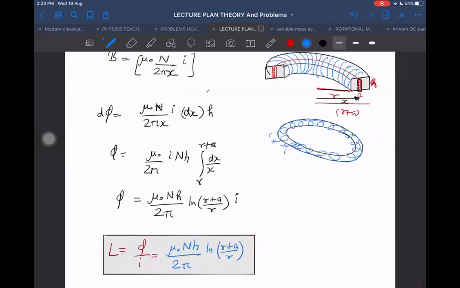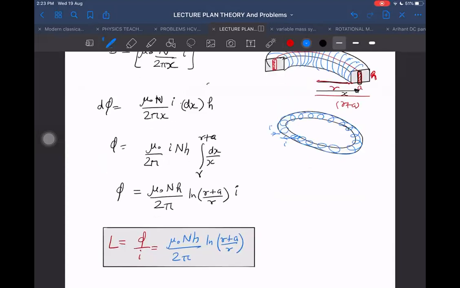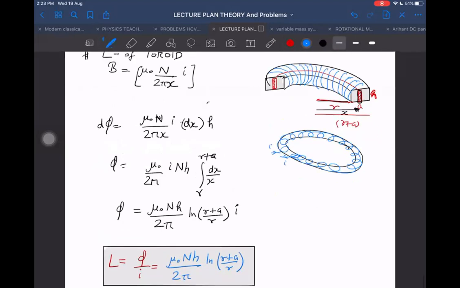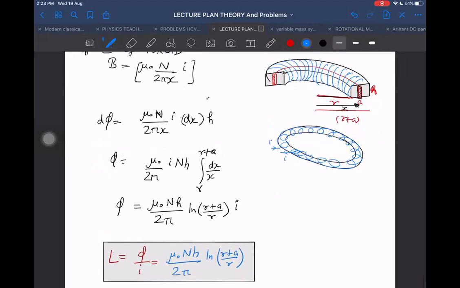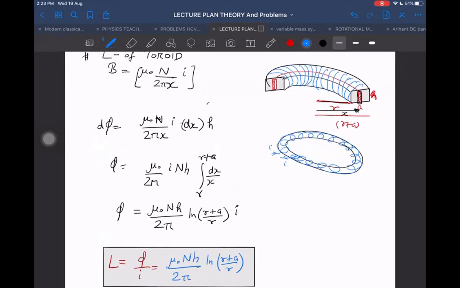Okay. And this toroid is a special toroid with a square cross section. If it is a toroid of a circular cross section, then the integration will be slightly more complicated. Therefore, we did not take that. That will be complicated, and I think that is not required also. I have not seen such questions. So this is enough for us to understand.